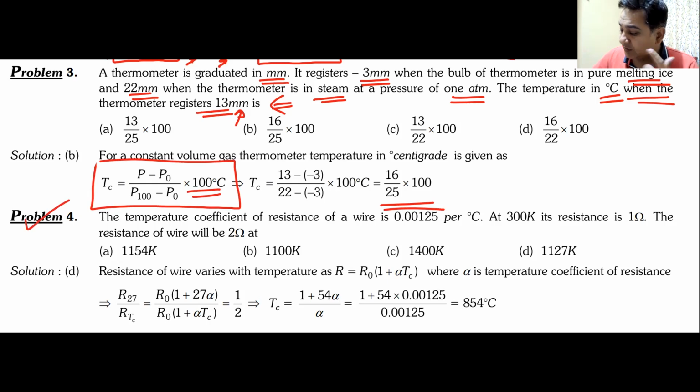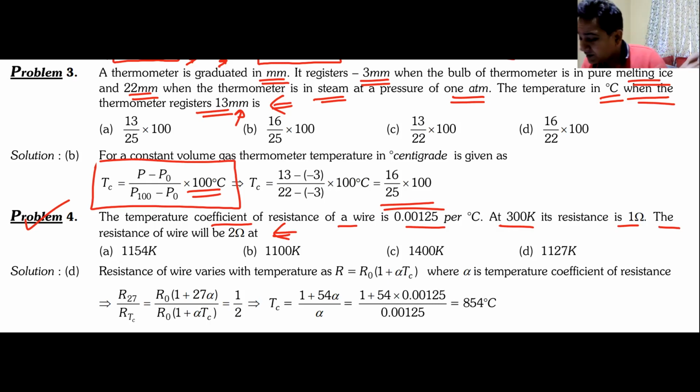Similarly, for problem number 4, the temperature coefficient of resistance of a wire is given. At 300 Kelvin, the temperature and the resistance are given. What is the resistance of the wire? At what temperature will the resistance of the wire be 2 ohms? You can easily use the formula that I've already given. These are the type of questions that normally come in the exam. If it comes on the temperature scale, hardly have I seen any question on the temperature scale. But since it is a part of your course, it's important that we do it.